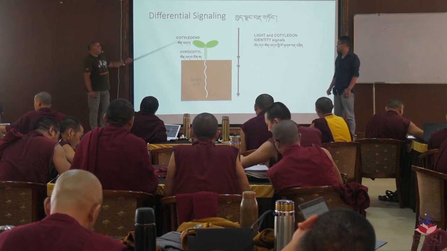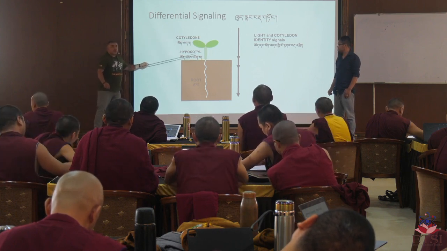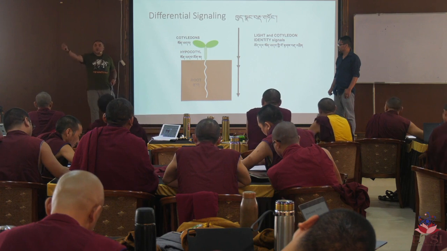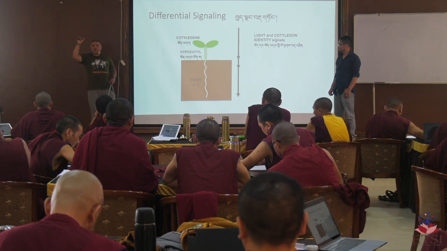So for example, the cotyledon and the hypocotyl are above the surface. They are exposed to sunlight, to photons from the sun.